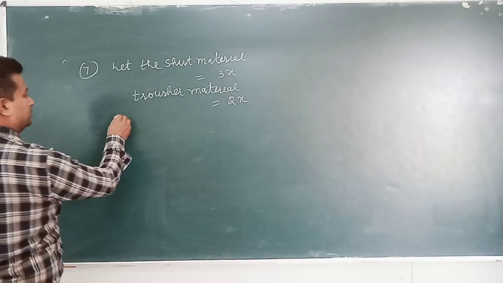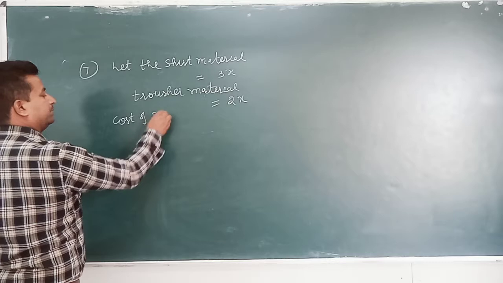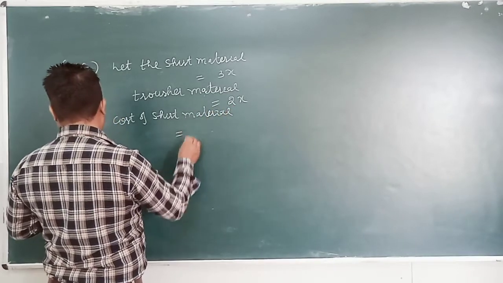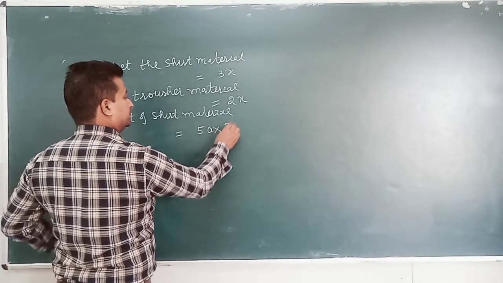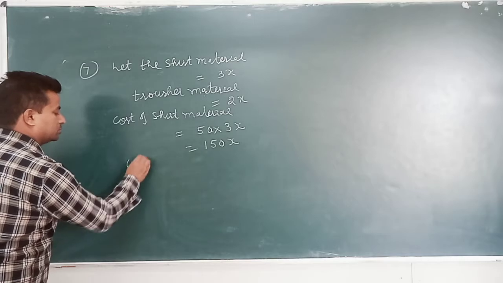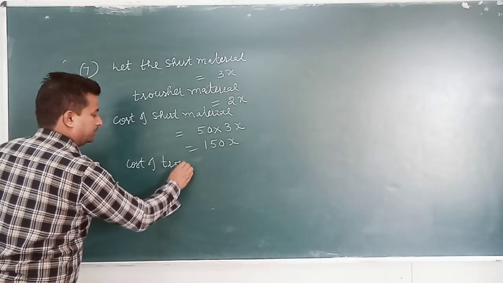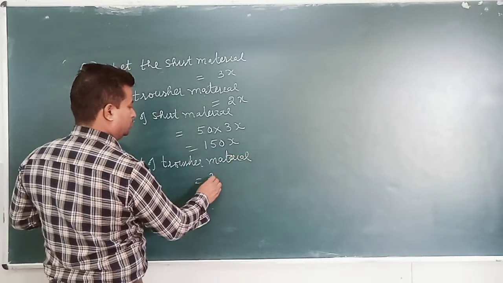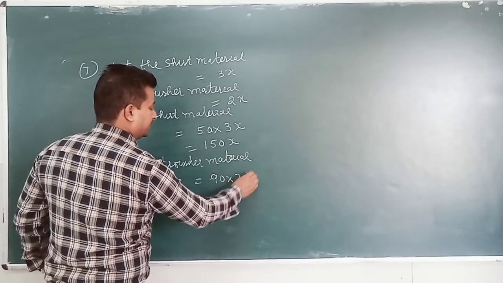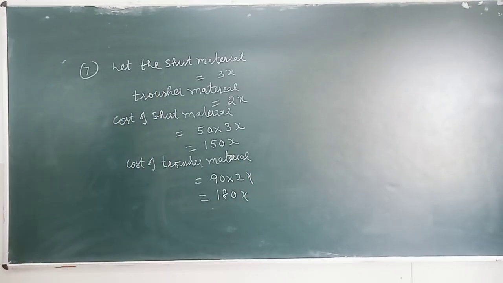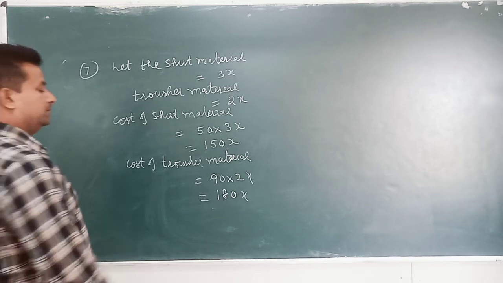So first we find the cost of shirt material. This means one meter is for rupees 50. This means 50 into 3x, 150x. And the cost of trouser material is 90 into 2x, which is 180x. This is the cost. According to the question, he sells the material at 12% and 10% profit.